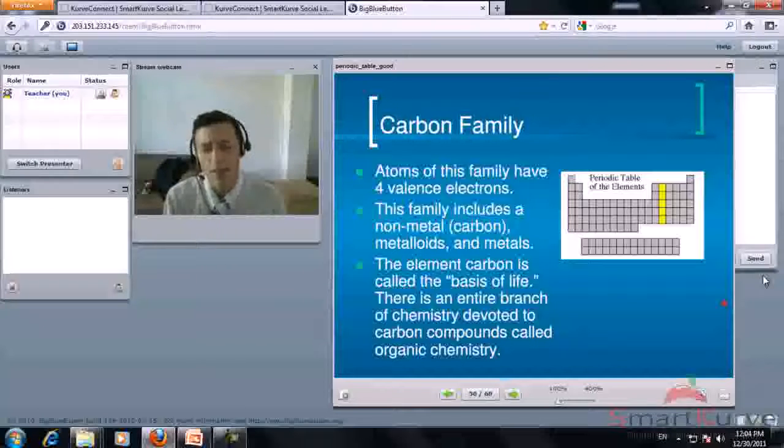The element carbon is the basis of life because carbon is used in so many organic compounds like sugars. There is an entire branch of chemistry devoted to carbon compounds called organic chemistry.